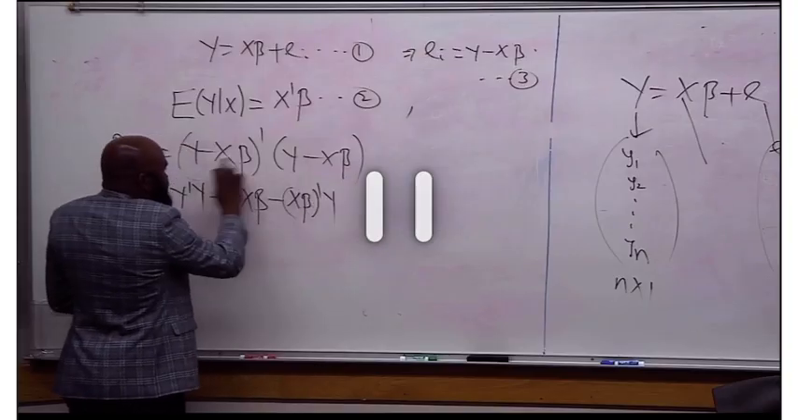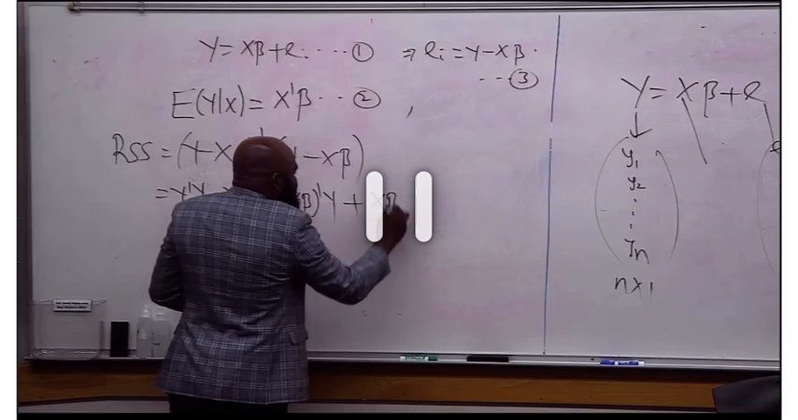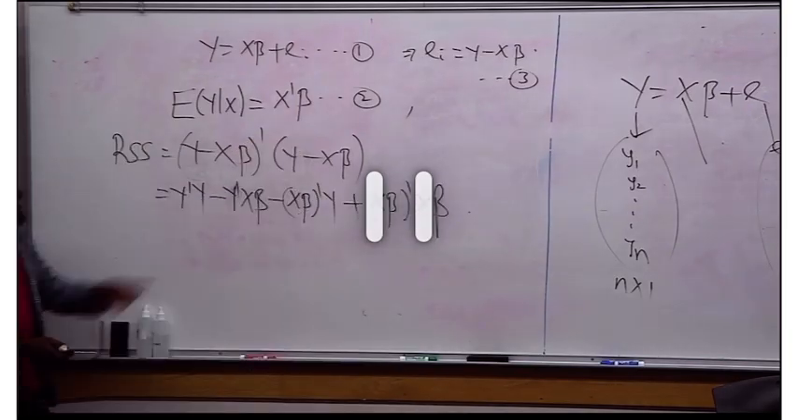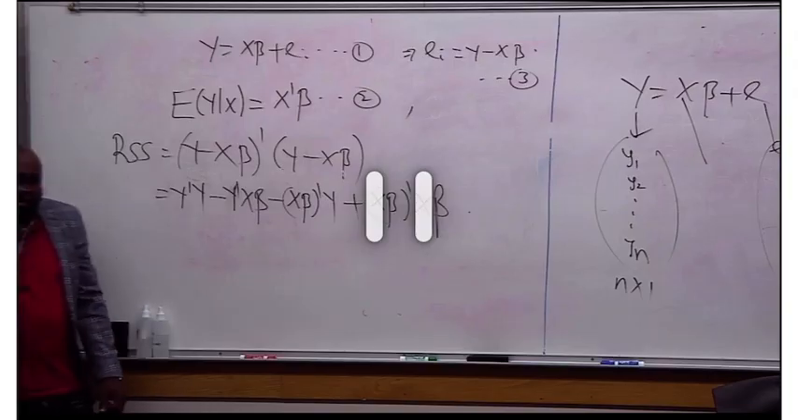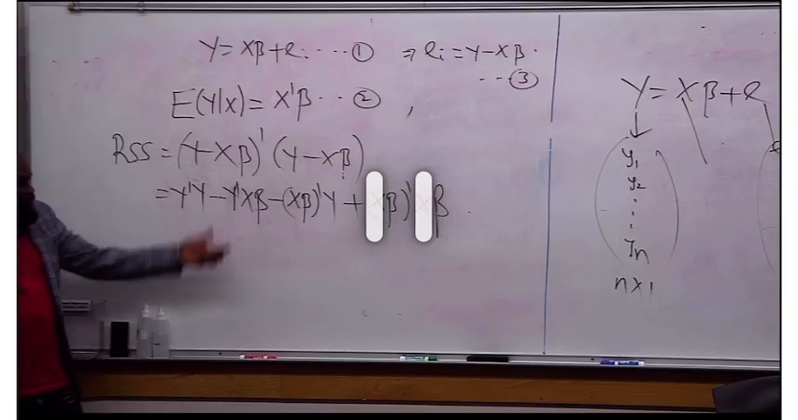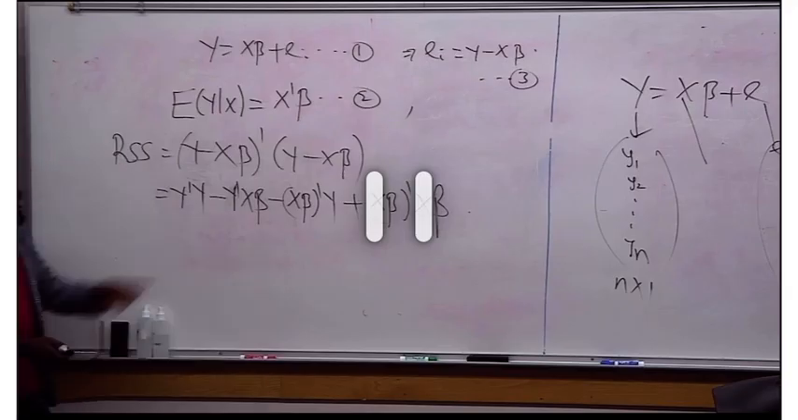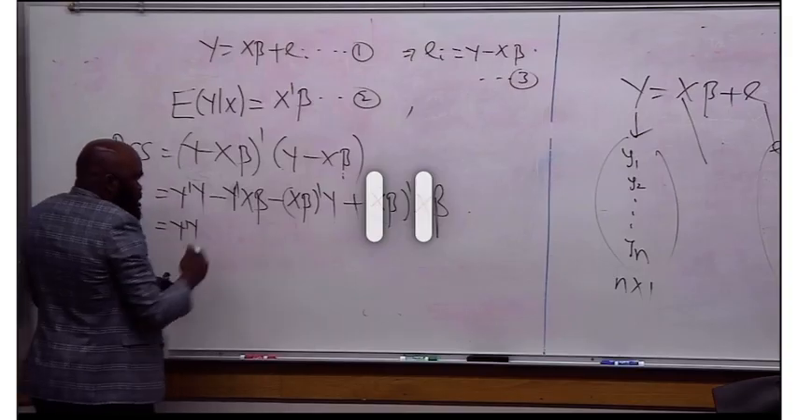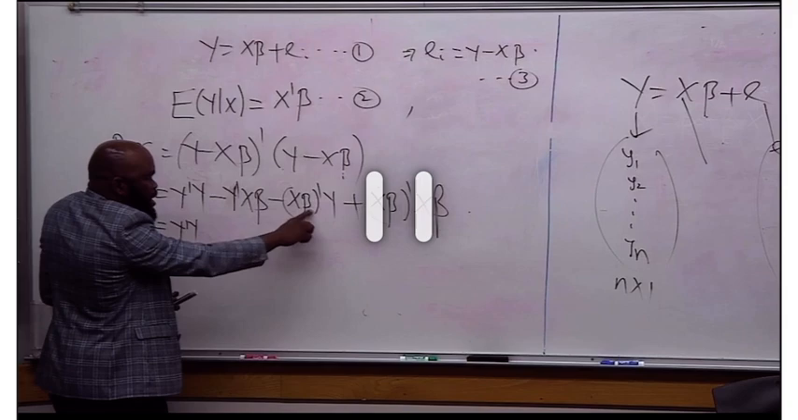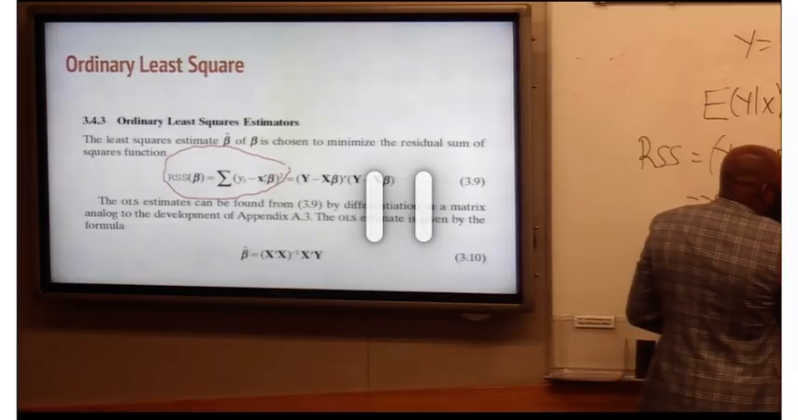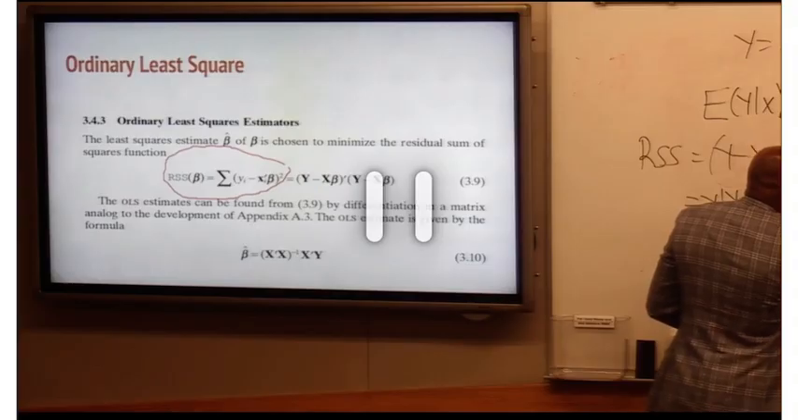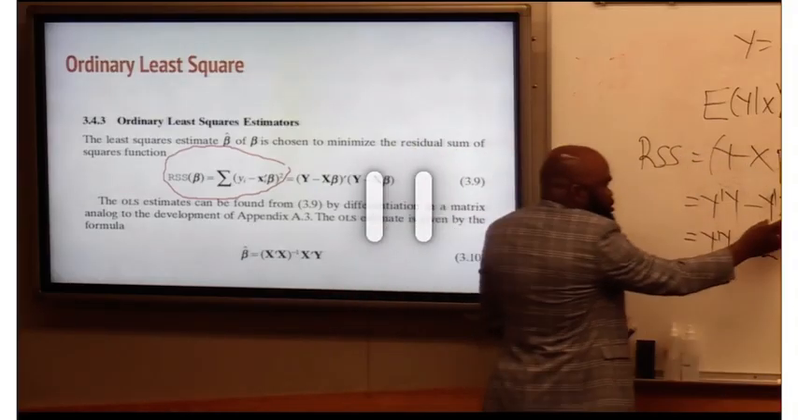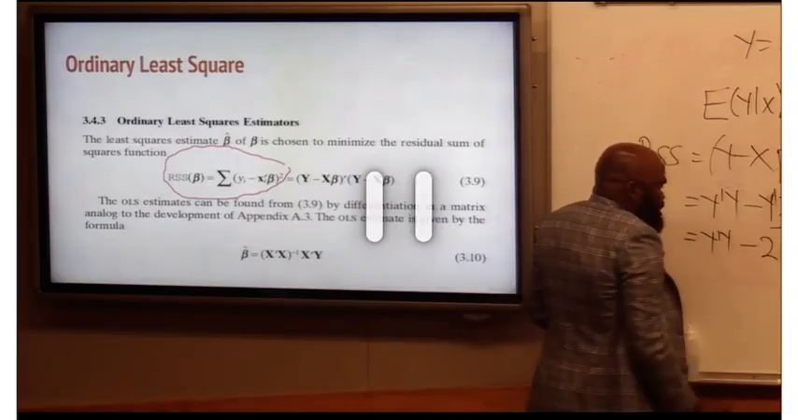Now, if this is what I have right now, this guy and this guy, they're going to be the same, because if I find the transpose here, it's going to be beta prime x prime. So this guy and this guy are the same. If I combine them mathematically, I'm going to have beta prime x prime y, beta prime x prime y. Then here, I'm going to have beta prime x prime x beta. That's what I get by combining this.